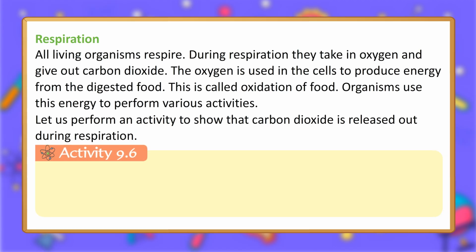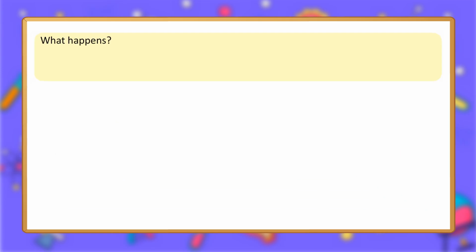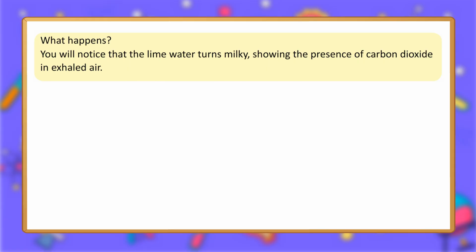Activity 9.6. Take lime water in a clean test tube. Fix a rubber stopper with two holes in the test tube. Insert the glass tubes into the holes. Now gently breathe out into the lime water test tube through the glass tube. Boy exhaling air through glass tube. Glass tube. Test tube. Lime water. CO2. Lime water turns milky. What happens? You will notice that the lime water turns milky, showing the presence of carbon dioxide in exhaled air.